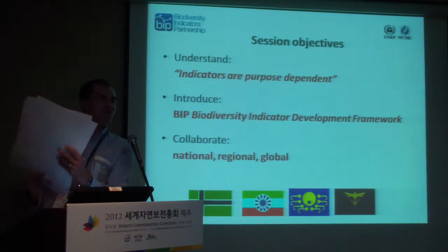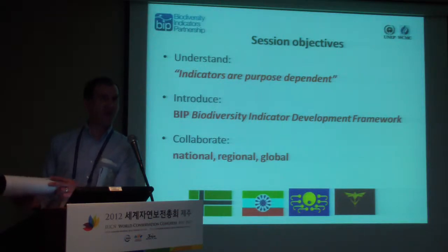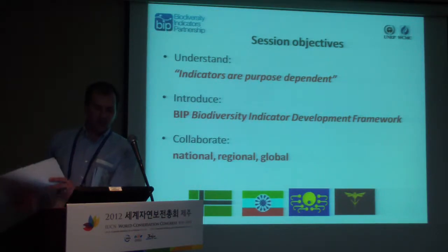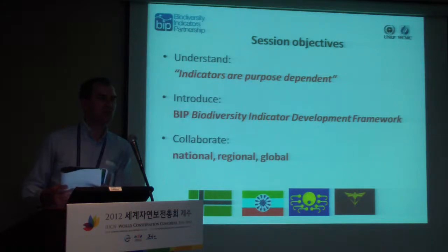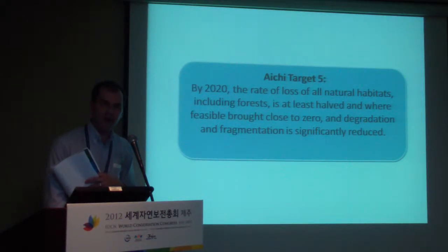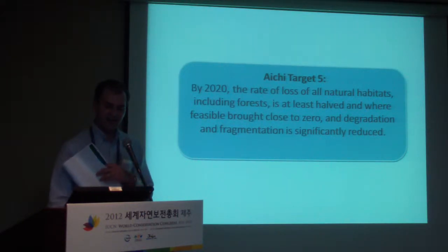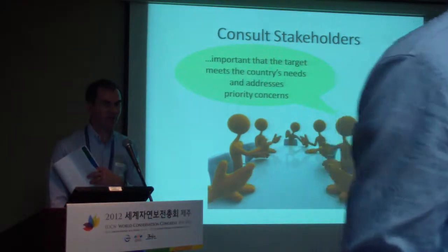And your job is to play the role of an indicator developer at the national level called Piriki Jones. And you're going to start to use these steps to identify the purpose of your indicators. And so we're going to do this looking at Aichi target number 5, which is in the workbooks there, which is by 2020, the rate of loss of all natural habitats, including forests, is at least halved, and where feasible, brought close to zero, and degradation and fragmentation is significantly reduced. And so as part of that, you need to consult your stakeholders to make sure that the target meets their needs and addresses priority concerns.